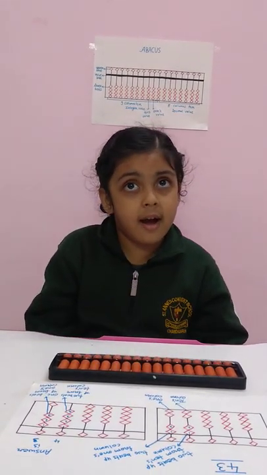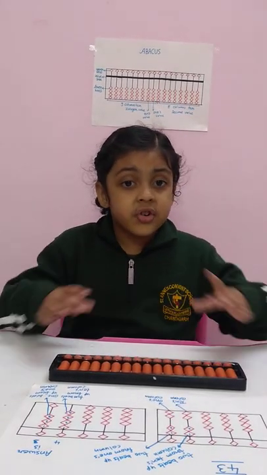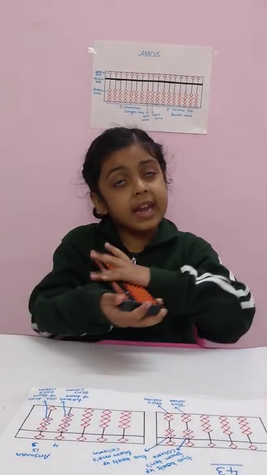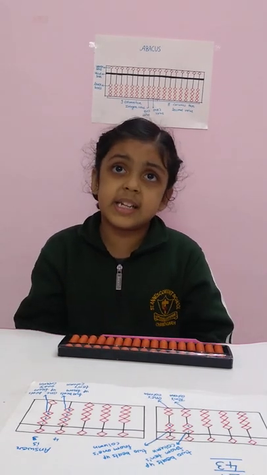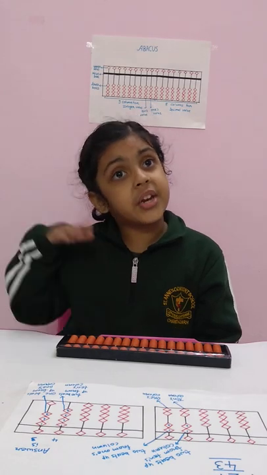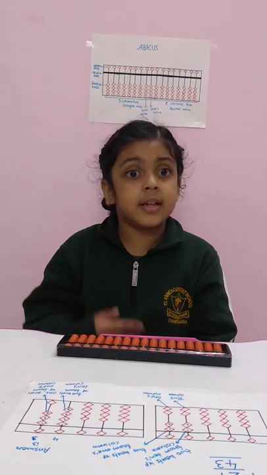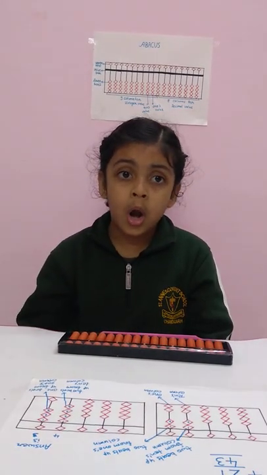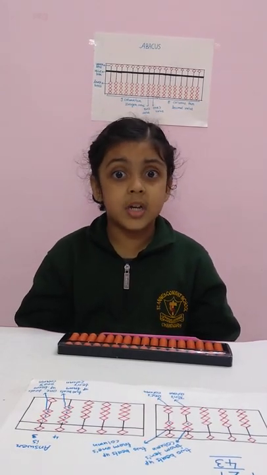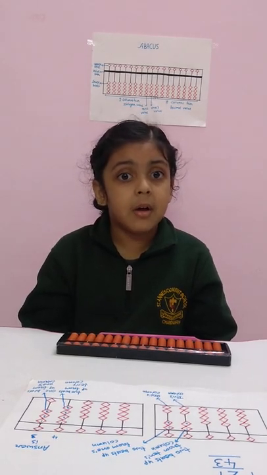My name is Sanaya. I am a student of LKG. Today I am going to show and tell about the abacus. An abacus is a calculating tool which has been used since ancient times. It works by sliding the beads up and down or left and right. The word abacus derives from the Greek word abax, which means tabular form.